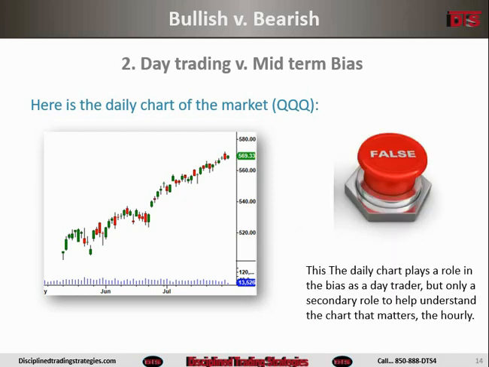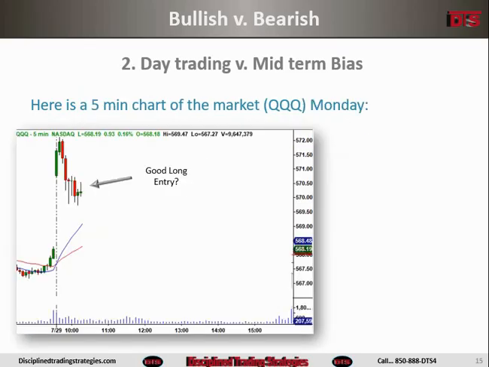Quick explanation, but then I want to run through a couple of examples for you. The daily chart plays a role in the bias of the day trader, but only as a secondary role to help understand the chart that matters, the hourly chart. Let's do a couple of questions here real quick. Here's a 5-minute chart of the market. Just answering the questions here. Do you think this is a good long entry? Give me some positive things that you like about that as a long entry.